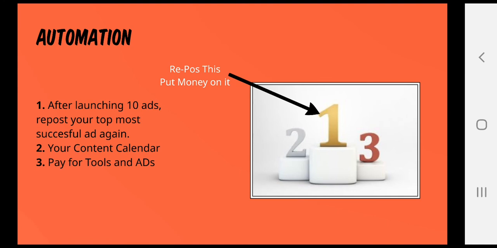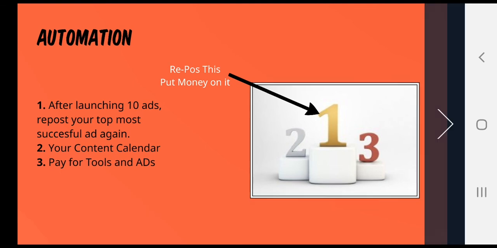So where it says repost this, put money on it. So we've got like number 1, 2, and 3. First place, get your first place posts, the one that did really, really well. Repeat those ones and get your content calendar out. And over the next year, just plan as you're going to keep putting your best stuff back out again. And then if you want to get a wider audience, at that point, then you should put money on it because you know that they're working. And then number 3, then pay for tools and ads. Actually pay to get your ad out as far as it can go and pay for the tools to automate this stuff.